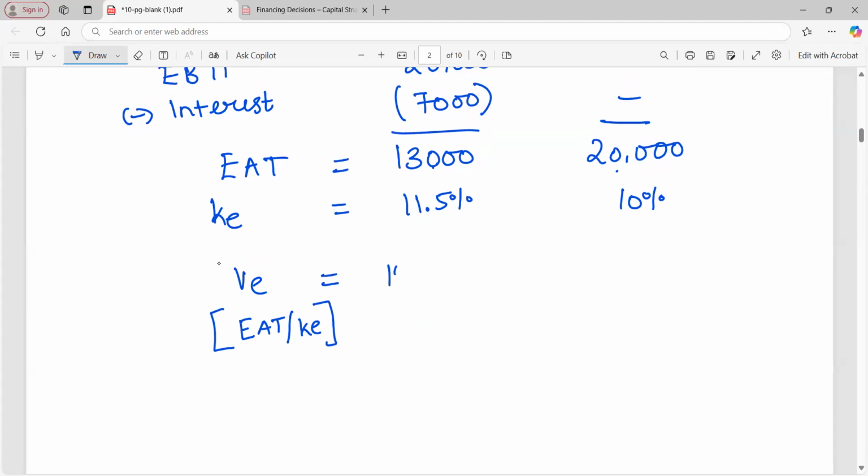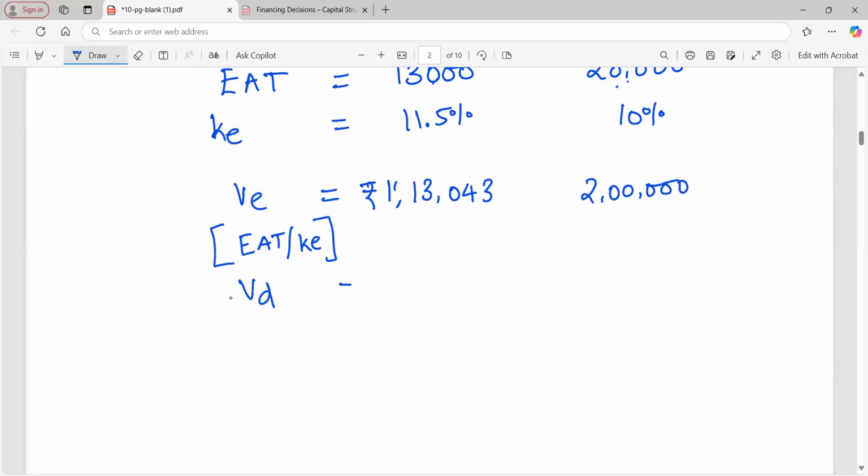We get the value of equity for M Limited as 1,13,043 rupees. The value of equity for N Limited will be EAT of 20,000 divided by the cost of equity of 10%. 20,000 divided by 10%, we get 2 lakh. So these are the values of equity for M Limited and N Limited respectively.